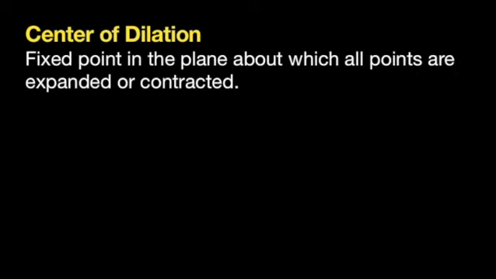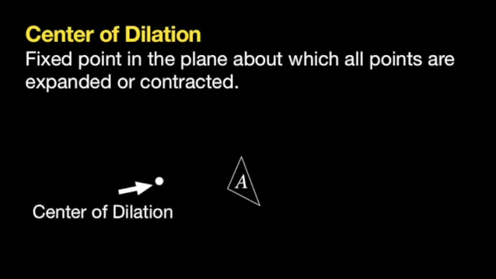The center of dilation is going to be a fixed point in the plane about which all the points are going to be expanded or contracted. Let's say we have a triangle A. If we dilate that triangle, we are going to need a center of dilation. This is going to be our point of reference. That means that our shape, our triangle A, is going to increase or decrease in relation to this point right there.